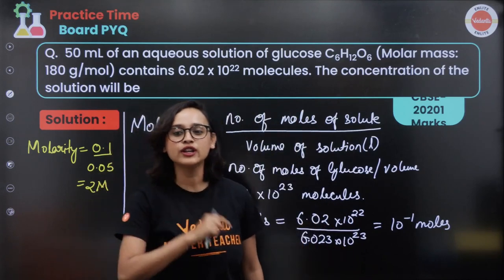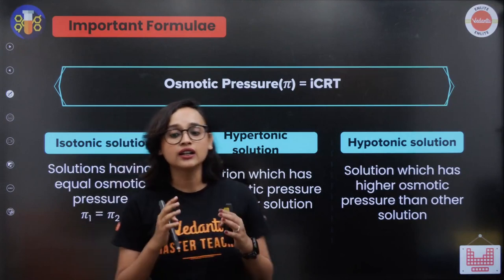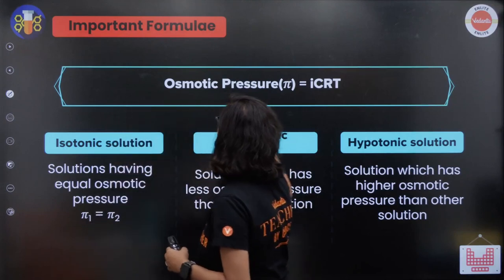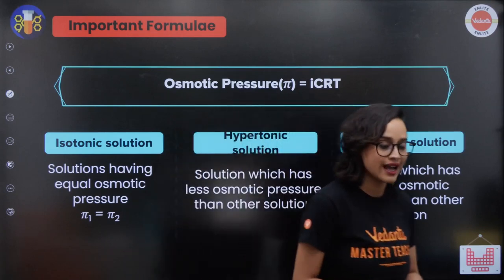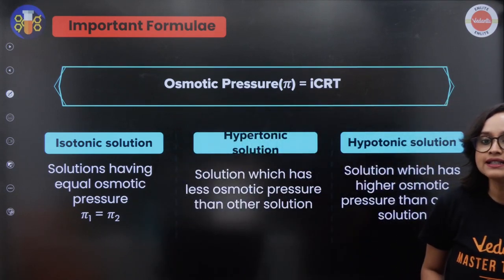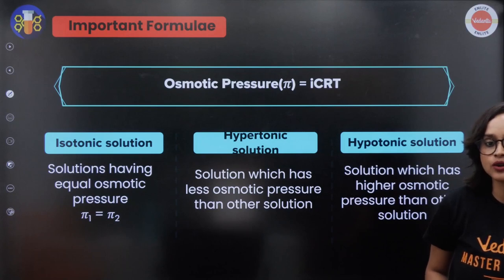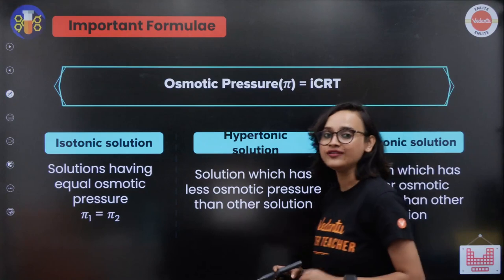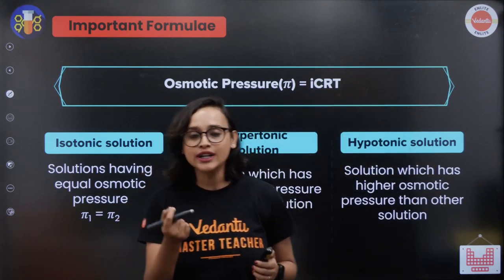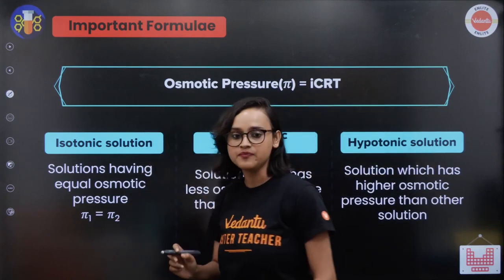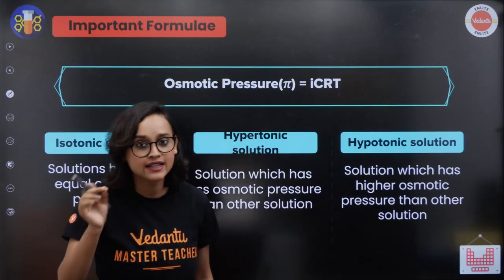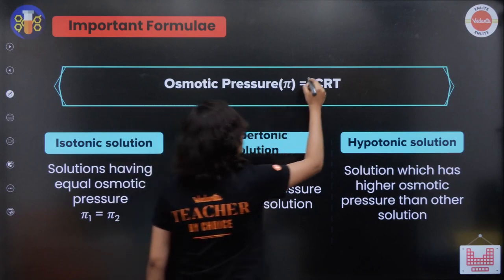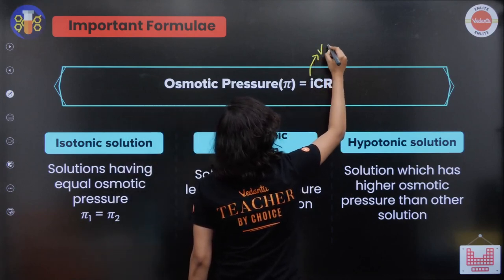Okay, moving on everybody. Now, let's take a look at another very important formula which is related to osmotic pressure. Okay, now what is osmotic pressure? Osmotic pressure is given as pi is equal to iCRT. Now, what are all of these? Let's understand that also. What is pi? Pi is osmotic pressure. i is the dimensionless Van 't Hoff index. Everybody knows this. What is i? i is the Van 't Hoff index.